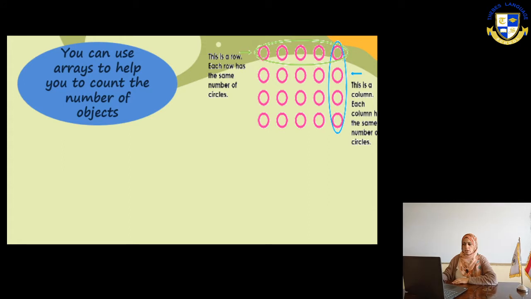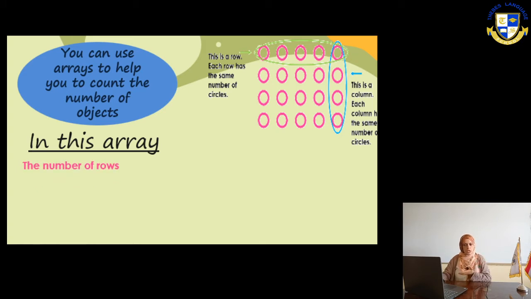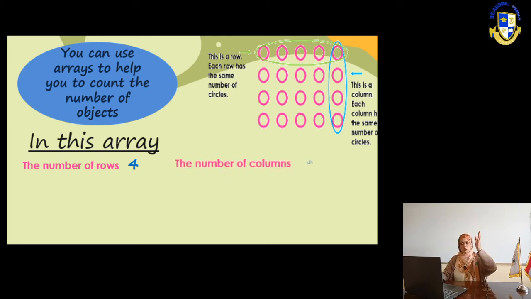So, in this array, how many rows do you have? Count. 1, 2, 3, 4. You have 4 rows sleeping. What about the columns? You have 1, 2, 3, 4, 5 columns standing. So this array is 4 rows and 5 columns.